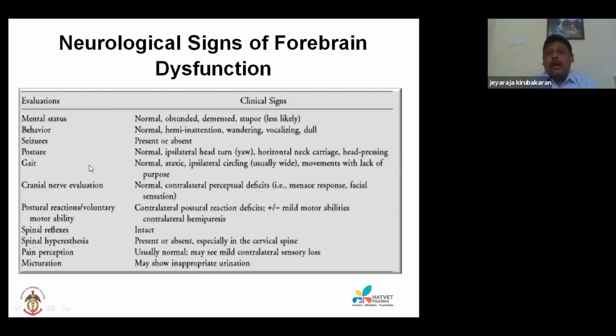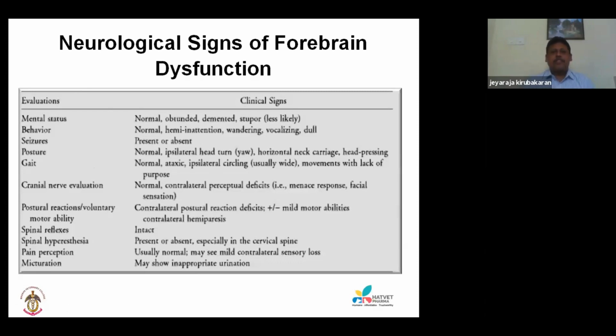Posture, it can be a normal posture or an ipsilateral head turn, or as I said, it's called an aversion syndrome. It's a head and neck turn, and the horizontal carriage of neck, and also head pressing. You always see when there is an increased cerebrospinal fluid pressure, then the animal will do head pressing. No? Go to one corner and keeps its head pressing over there.